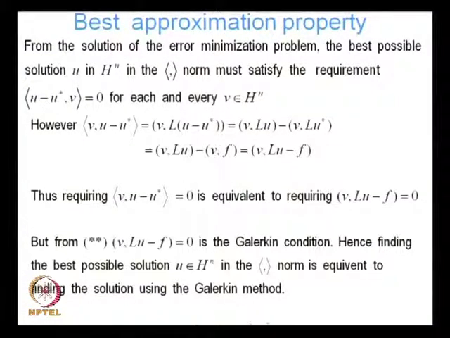condition. Hence, finding the best possible solution u belonging to Hn in this norm is equivalent to finding the solution using Galerkin's method. So, instead of finding the best possible solution u in this norm, if I solve the equation using Galerkin's method and ensure the approximation satisfies the Galerkin criterion, then I am also going to satisfy my best approximation property.